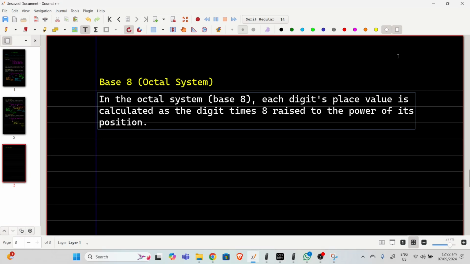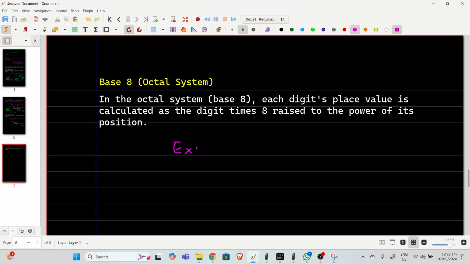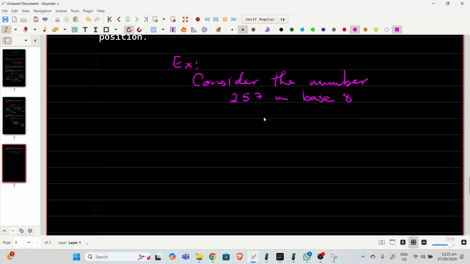All right. Again, let's say an example, and this will be the last one. So example, consider the number 257 in base 8, and that is, well, let me just write that out and put the base value. So 257, and well, let's look at 2. I'm going to use this one.